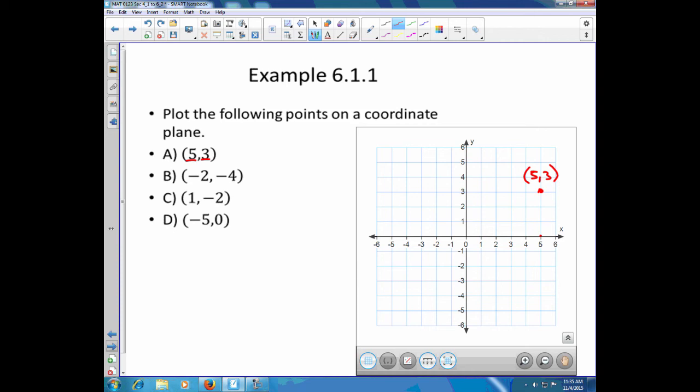For b, we've got (-2, -4), and so we're going to go left 2 and then down 4. And there's our other point. For c, we've got (1, -2), so we're going to go to the right 1 and then down 2. And then finally, for d, we have (-5, 0), so we're going to go to the left 5, and then 0 just means that point is going to stay there on the axis.